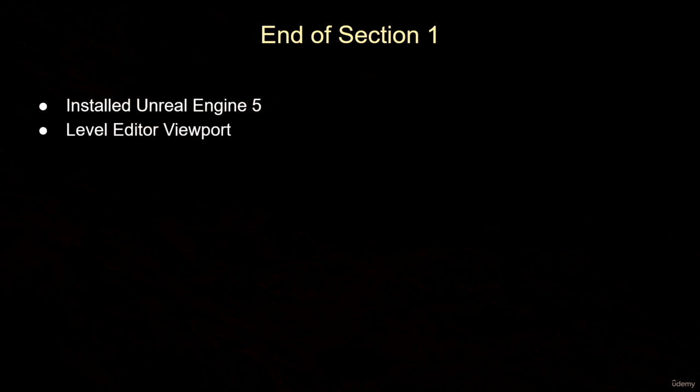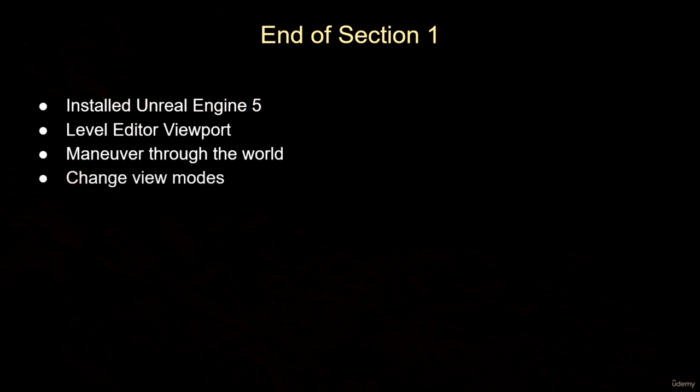All right, so great job finishing section 1. We're just getting started, but so far we've already installed and used Unreal Engine 5. We've learned about the level editor viewport, how to maneuver through the world in the viewport, change view modes in the viewport, and manipulate objects in the viewport. And we also learned about some of the panels in the level editor and how we can use those to assist us in creating our world.